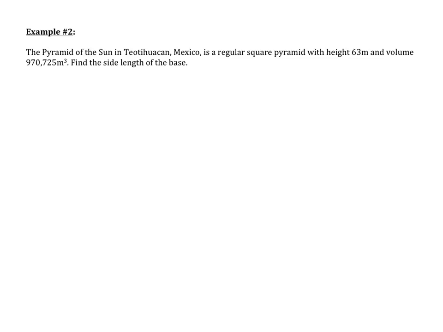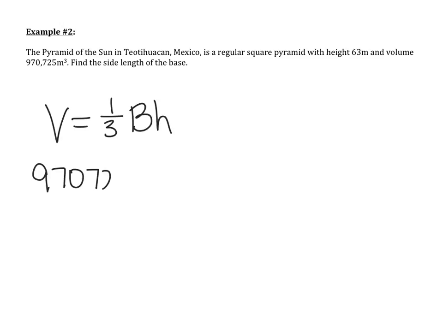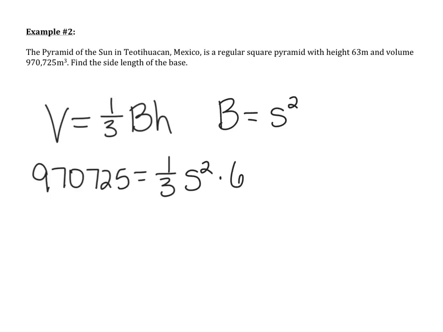Again, just like always, we're going to start off with our formula. Volume is equal to 1/3 the area of the base times the height. The volume was 970,725. We have the 1/3. The base in this case is a square. So remember, to find the area of a square, you just take one of the sides and square it. So let's put s squared in place of the big B. And then we're going to multiply by the height, which was 63.